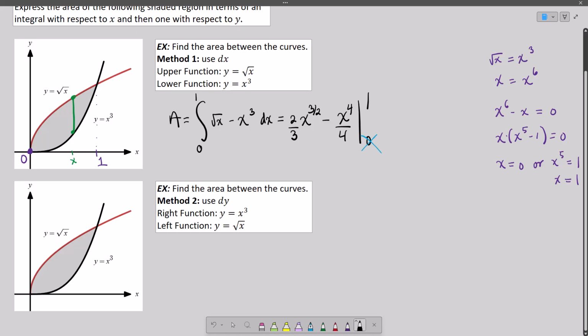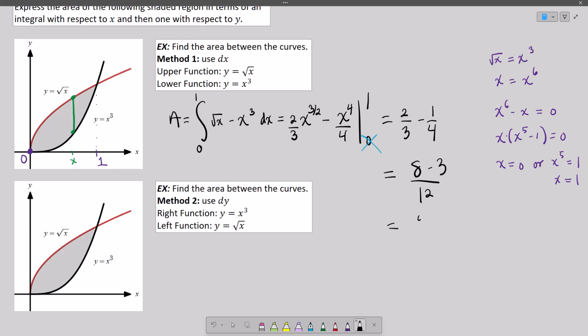Plug in 1, we're going to get 2/3 minus a 4th. And the common denominator there is going to be a 12. So we're going to get 8 minus 3 over 12. We'll get 5/12. Assuming all the algebra is right. All right, any questions on that vertical process?